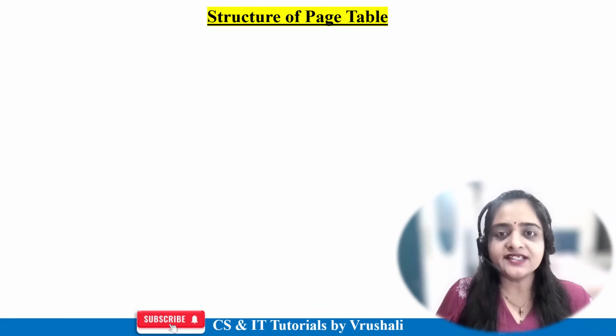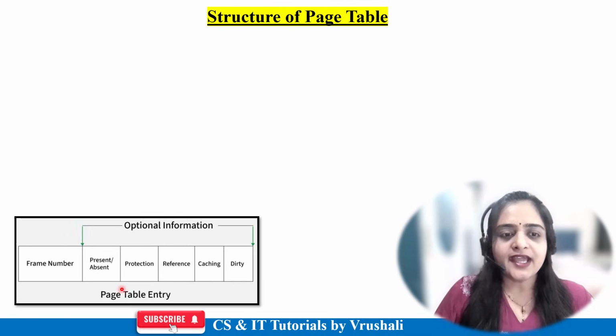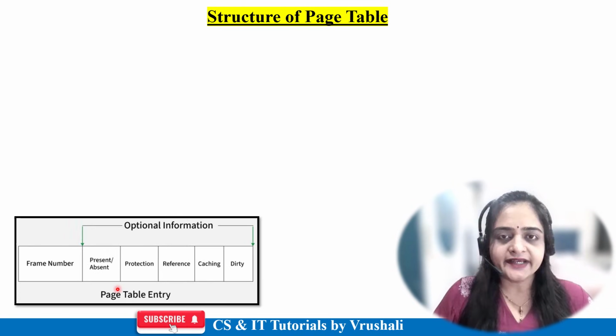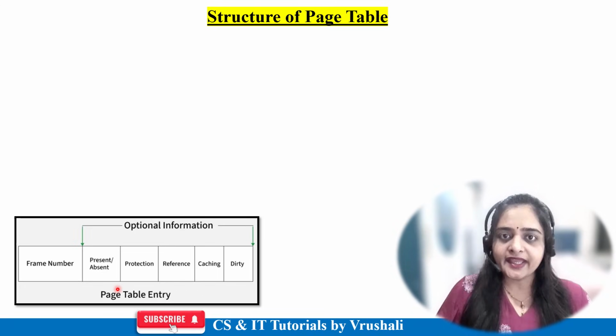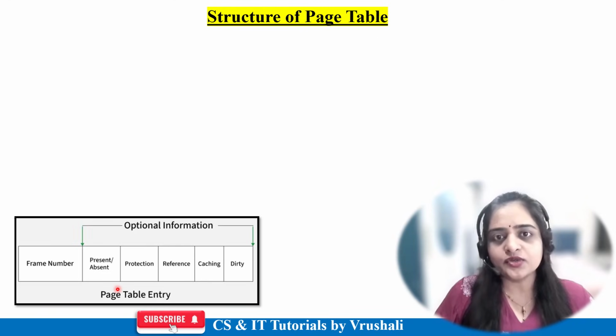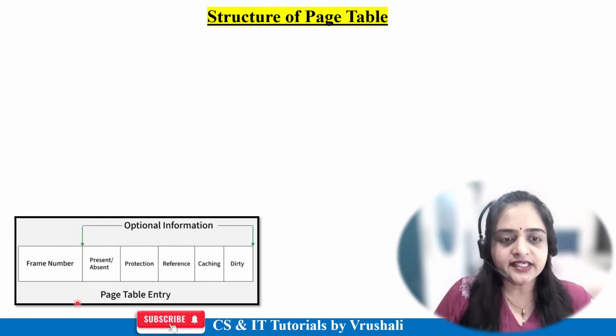The next topic is the structure of the page table. As we discussed on the previous slide, the page table is used for mapping purposes. It maps logical memory with physical memory, or we can say it converts a logical address into a physical address. See here, this is the actual structure of the page table.